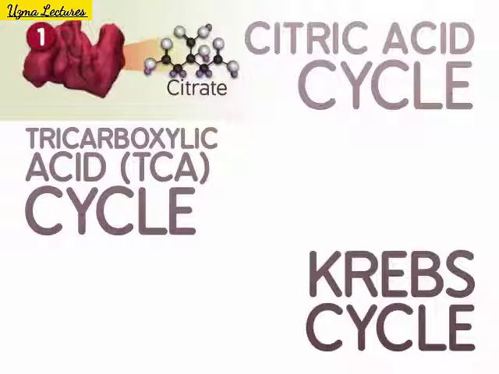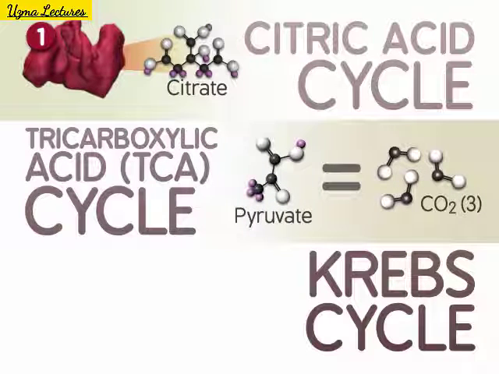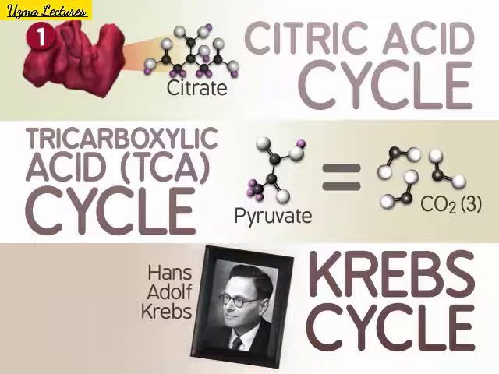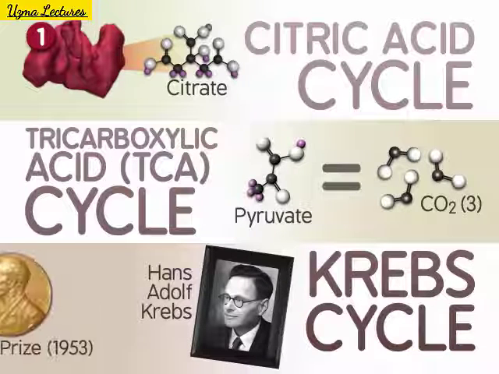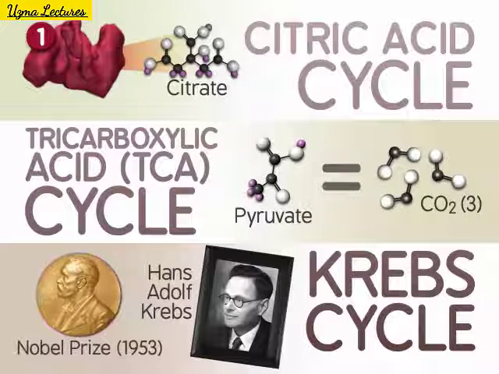The citric acid cycle refers to the citrate that is produced in the first step of the pathway. The tricarboxylic acid cycle gets its name from the 3 carbon dioxide that are produced from each fully oxidized pyruvate. The Krebs cycle refers to Hans Adolf Krebs, who identified the full cycle in 1937. He was eventually awarded the Nobel Prize for Physiology or Medicine in 1953 for his discovery.